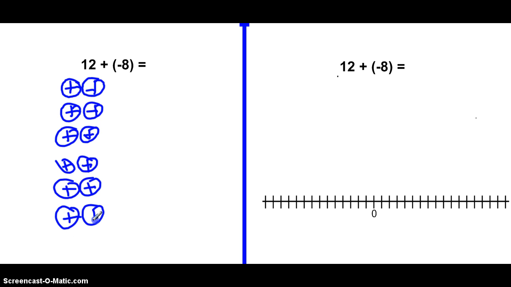Okay. So there's my positive 12, and I'm adding on a negative 8. So we're going to add or draw an addition. 8 negative chips.